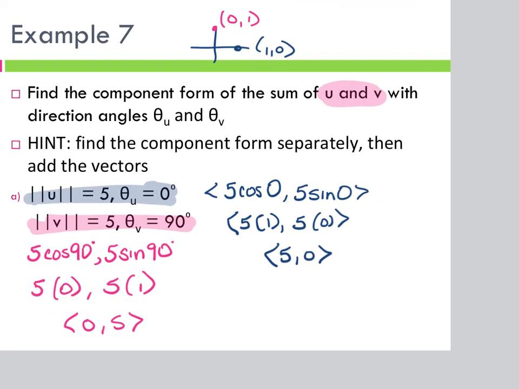So if I want to find u plus v, this is my u, this is my v. I simply add the two x's together. So 5 plus 0, and I add the two y's together. And I'd get 5, 5.